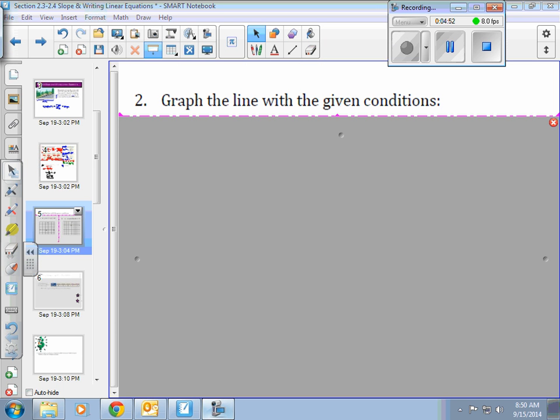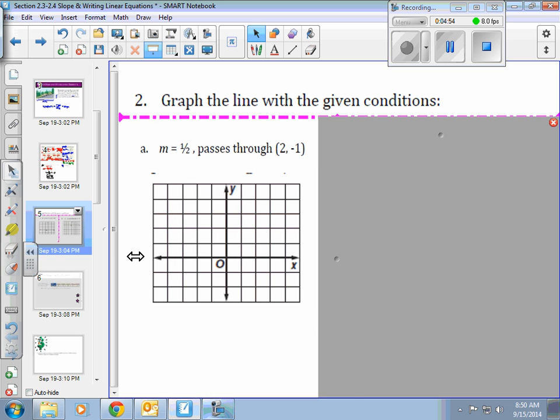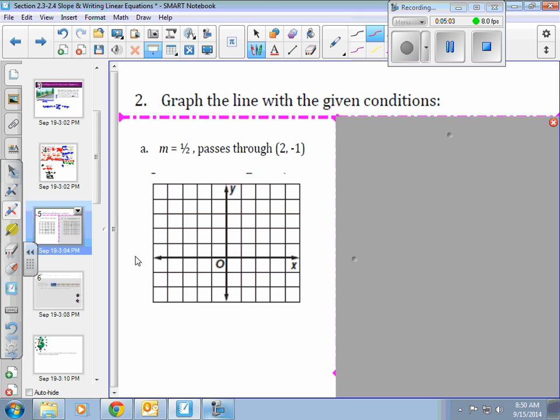Now example 2, we're going to go ahead and graph the line with the given coordinates. Part A says it has a slope of 1/2 and it passes through the point (2, -1). So I plot my point (2, -1), and then my slope is 1/2. So it means I'm going to rise 1, run 2.